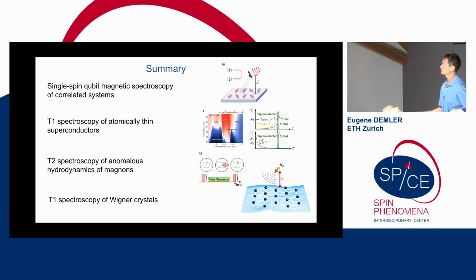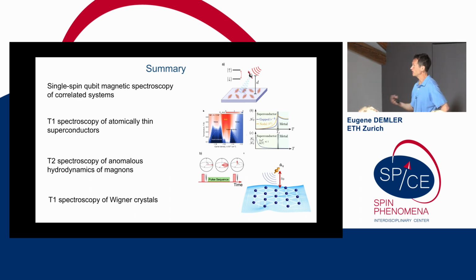Okay, with this, let me conclude. I tried to give you at least a theory wish list of the many-body states that can be probed with NV centers. And I thought, okay, obviously these are not all of them, but at least some cross-section that we were interested in, including superconductors, magnons, and crystal states of electrons. Thank you.